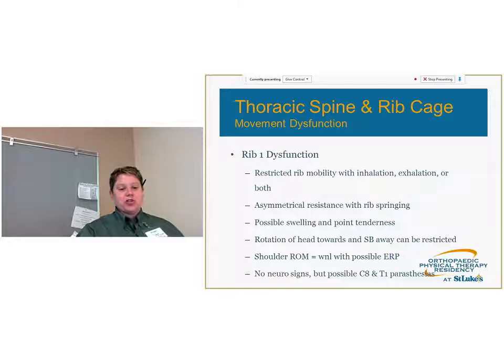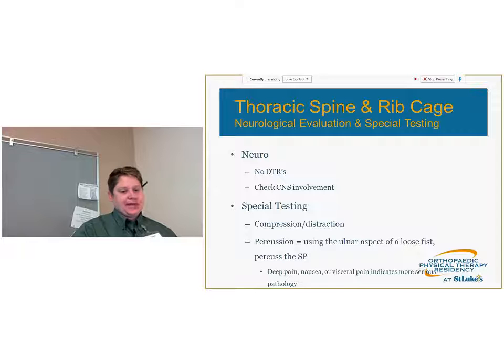Shoulder range of motion is most likely within normal limits, but you could get some end range pain with rib 1 dysfunctions. So if you have a patient who has full range of motion but is having some pain at end range, you want to try to rule out the surrounding joints. It might be worthwhile to look at that rib 1 just to make sure everything is in good alignment. And then there are no neurosigns with rib 1 dysfunction.